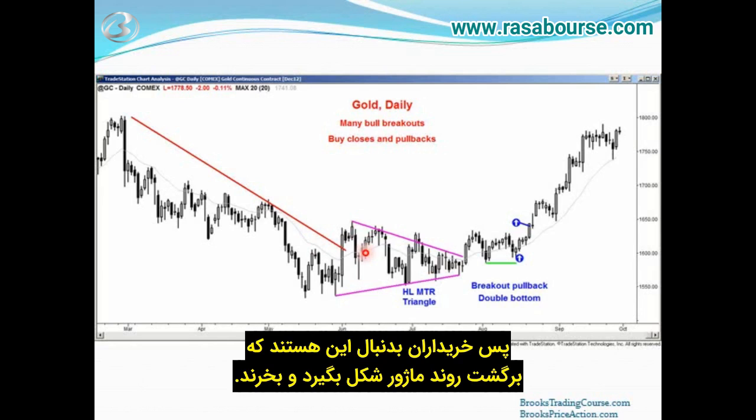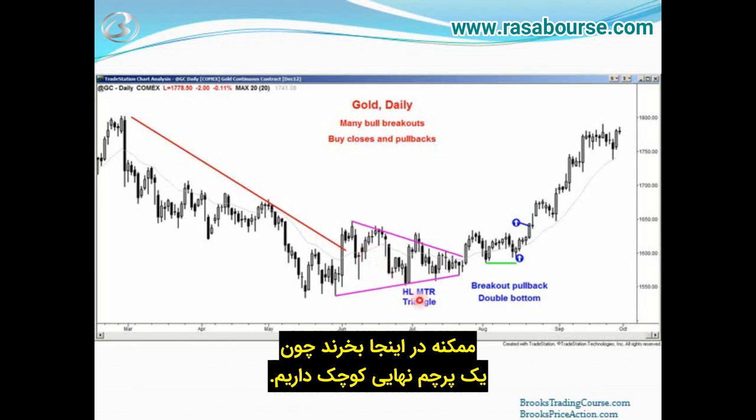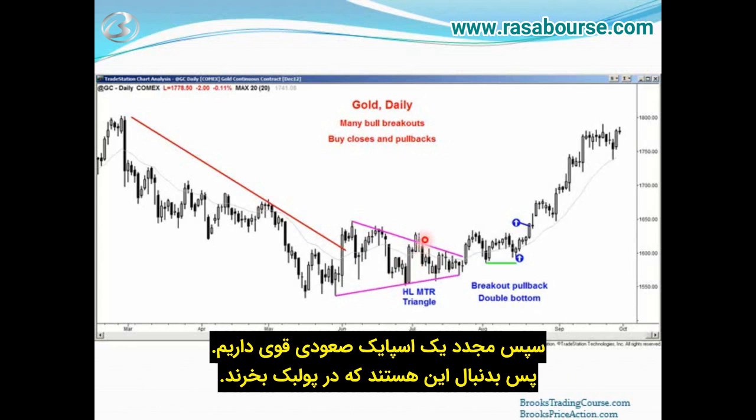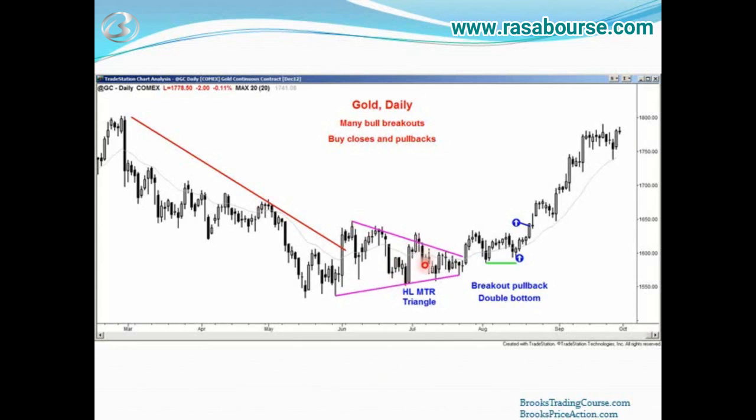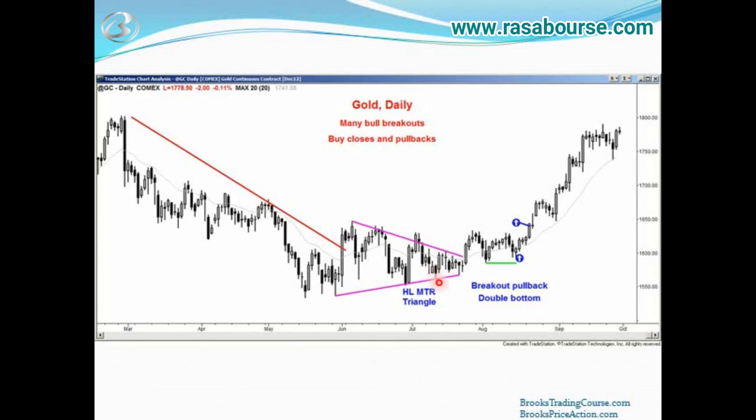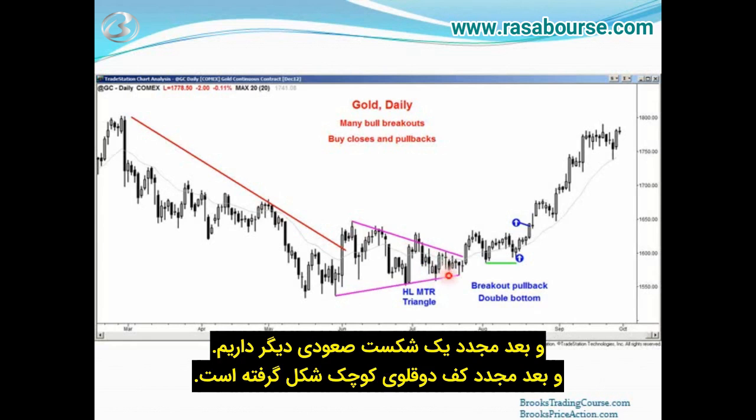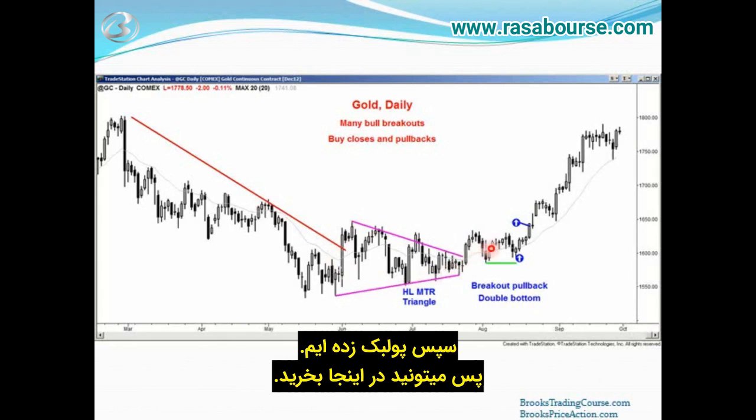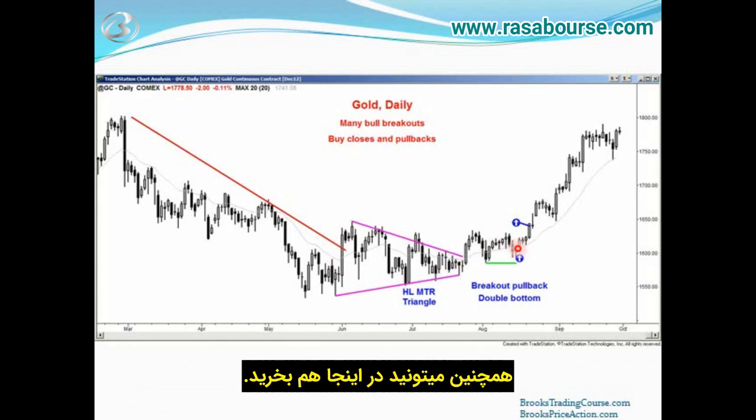So bulls will look for a major trend reversal to buy. They might buy here, arguing maybe a small final flag and a higher low major trend reversal. Another strong bull spike, so they'll look to buy pullbacks. Okay, 3 pushes down, so a wedge bull flag, 1, 2, and 3. And then we have another breakout, and then another small double bottom, and then a clearer breakout of this triangle.